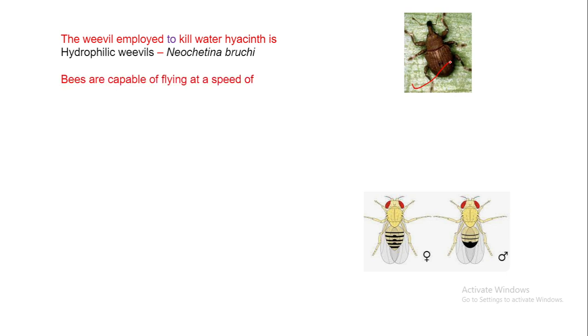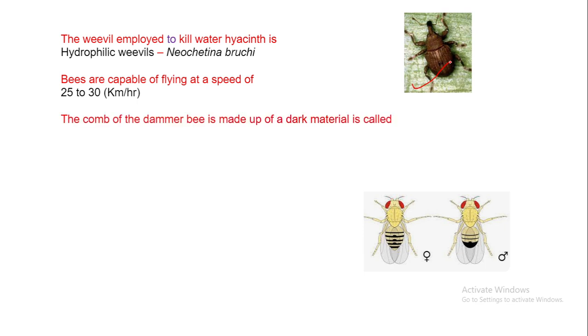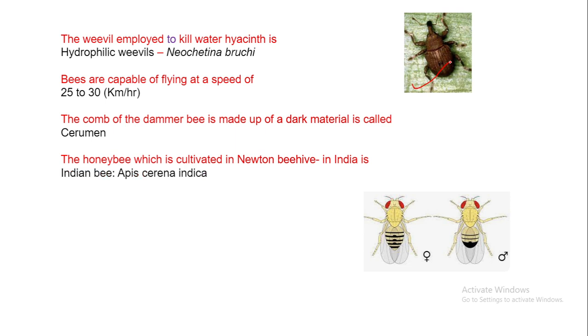Bees are capable of flying at a speed of 25 to 30 km/h. The comb of the dammer bee is made up of a dark material known as cerumen. The honey bee which is cultivated in Newton beehive in India, that is, the Indian bee, is Apis cerana indica.